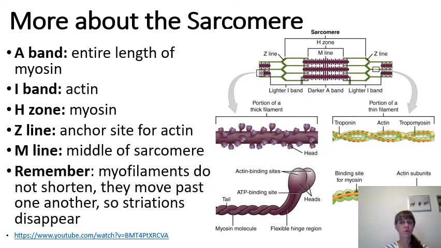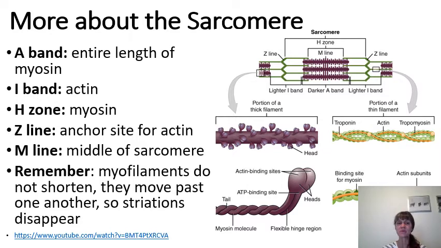Okay, here's more about the sarcomere. The dark A band is the entire length of the myosin. The I band only contains actin. The H zone only contains myosin. The Z line forms as an anchor site for actin. The M line is the middle of the sarcomere.